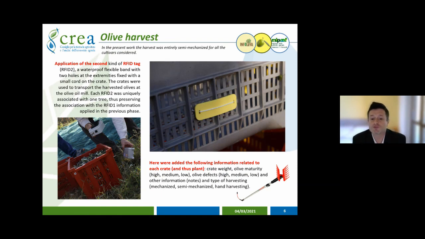And so we've been introducing through the app, within the tag at harvest, a series of information regarding weight, olive maturity, defects, and other things. This is really customizable, so you can modify the app and insert new parameters. The system turns out to be really flexible and quite easy to use once it has been coded right.